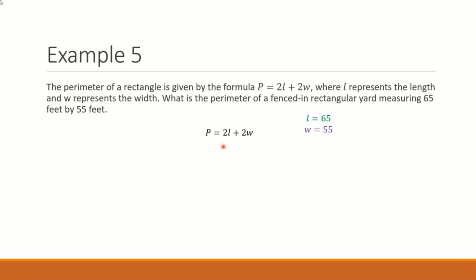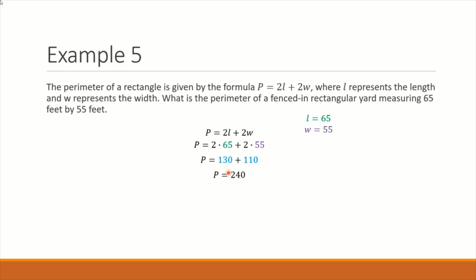So L equals 65 and the width is 55. And again, be consistent. So a number right next to a variable means multiplication. So it's 2 times 65, 2 times 55. 2 times 65 is 130. 2 times 55 is 110. So multiplication first and then addition. So 130 plus 110, that gives you 240.